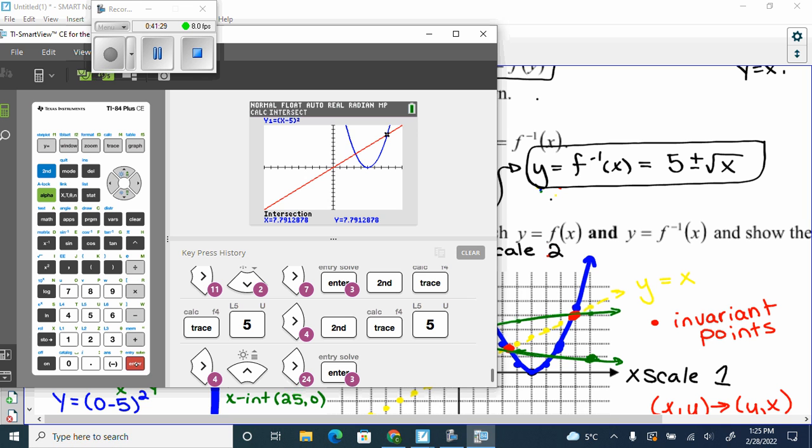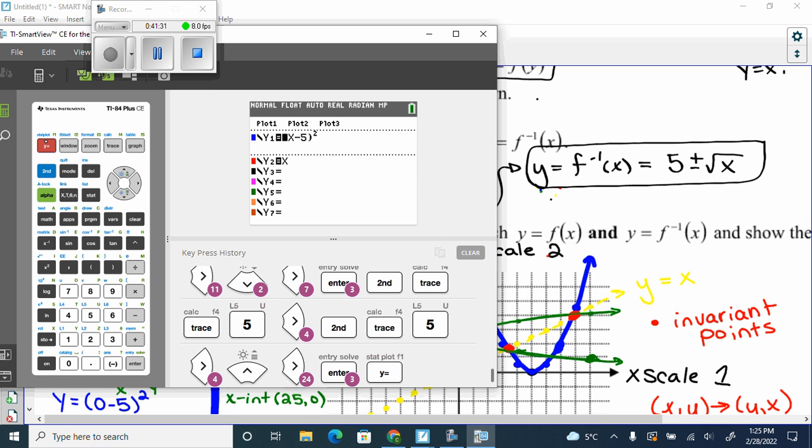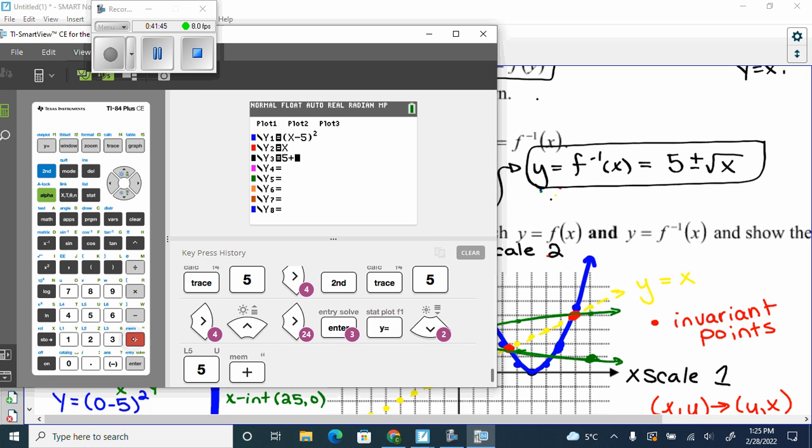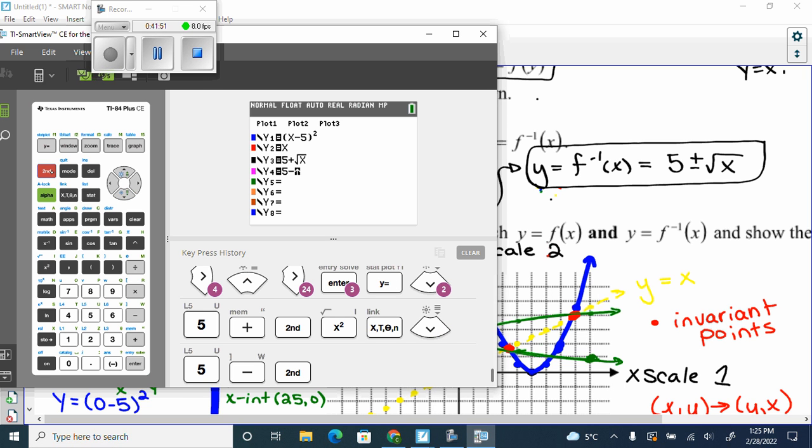So now let's put in our other one. Our other one we have to put in 2 steps, because there is no plus or minus button. So the equation is 5 plus root x and 5 minus root x. You have to put it in separate. So 5 plus root x, and then 5 minus root x. So you have to put them in separate. You can't put them in together.